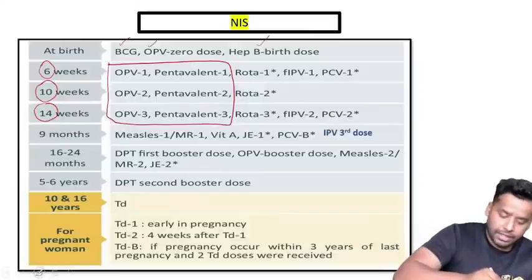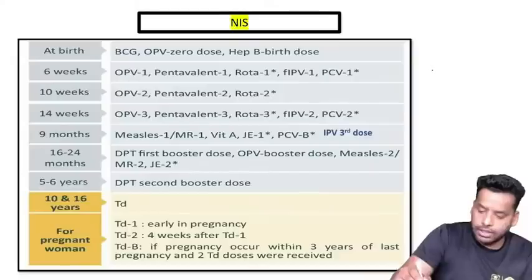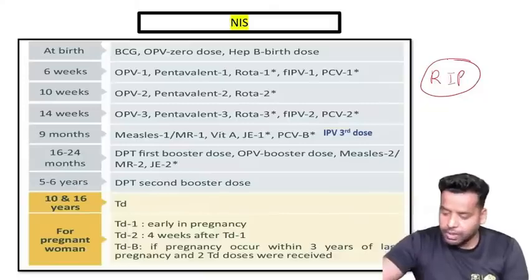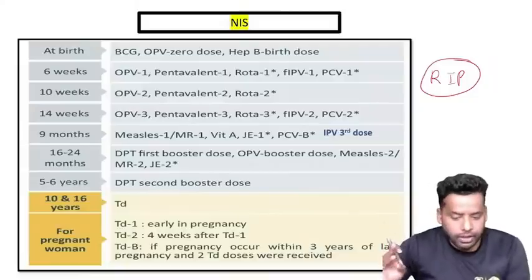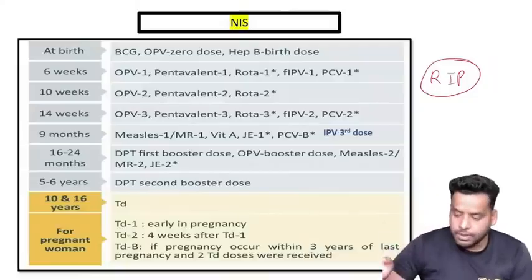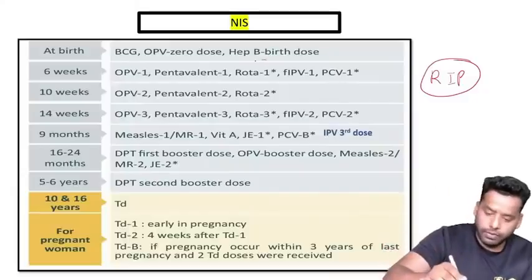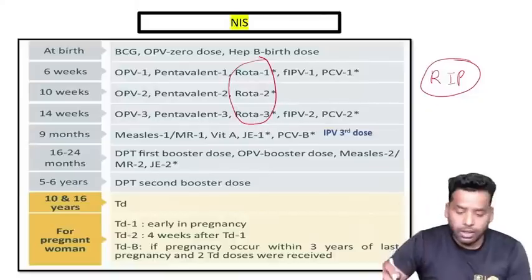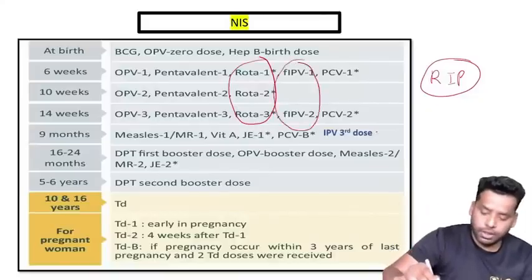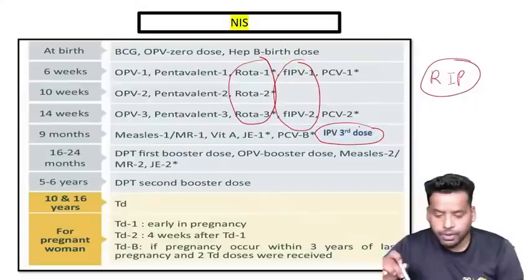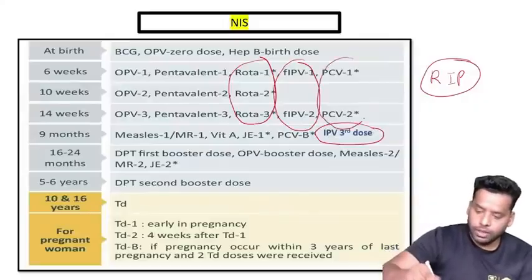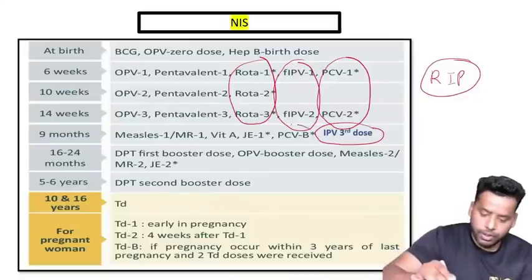Now comes selected states. Tell me 3 vaccines which are used in selected states. The mnemonic is rest in peace, RIP: Rotavac, IPV, PCV. Selected states are using this. Rotavac 3 visits, 6, 10, 14 weeks. IPV also we have 3 visits now, 3rd dose at 9th month. PCV 1 and 2 along with this PCV booster.